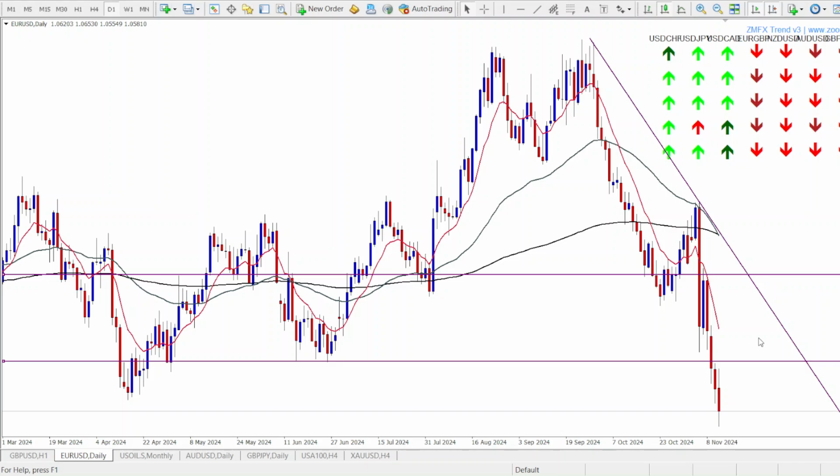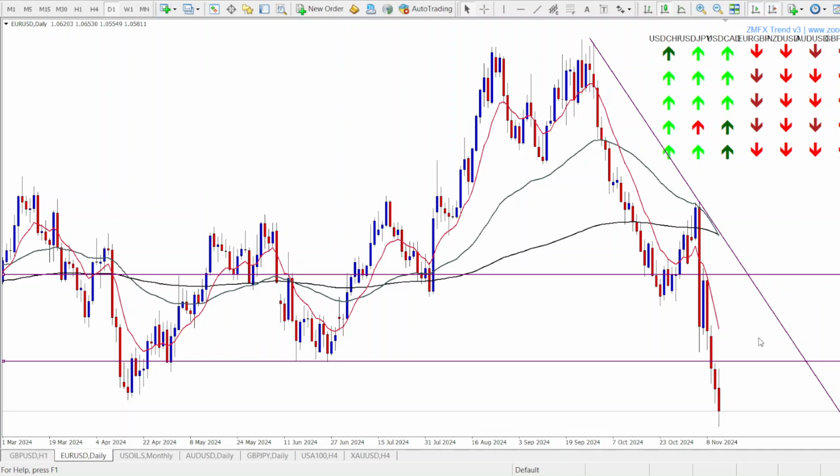Okay, so basically that is it for the ZMFX Forex Trend Indicator. It's an indicator that tells you the direction of the trend based on 5 different indicators, including the moving average, the stochastic, the CCI, the RSI, and the MACD. And at the same time, it tells you the trend for different currency pairs. All right. So when you want to use this indicator, then it means you have to trade only the pairs that are given to you by this indicator.